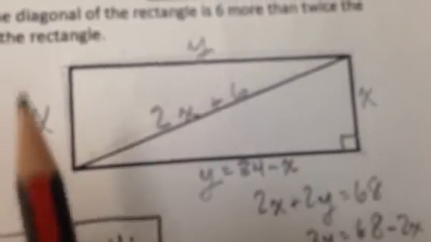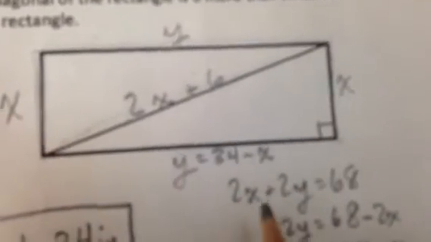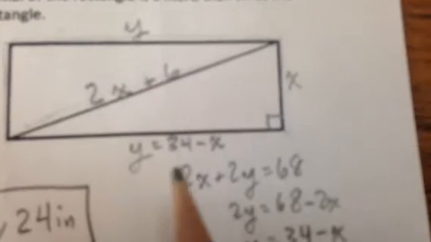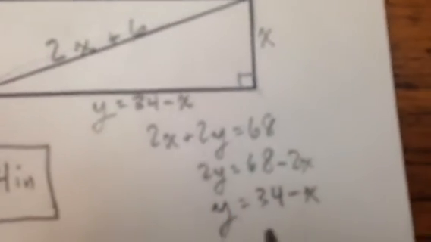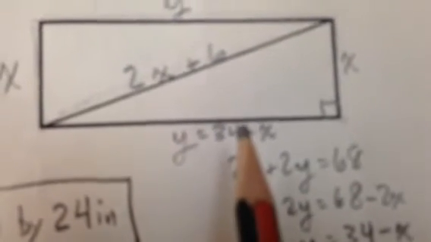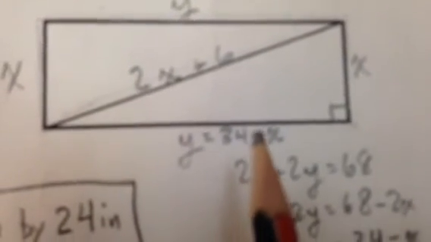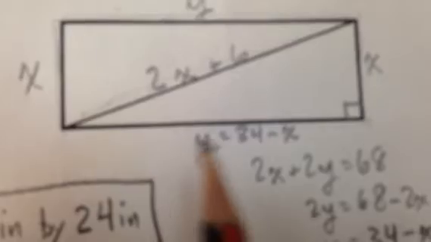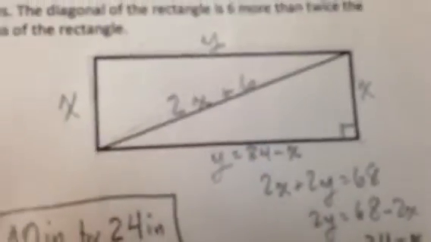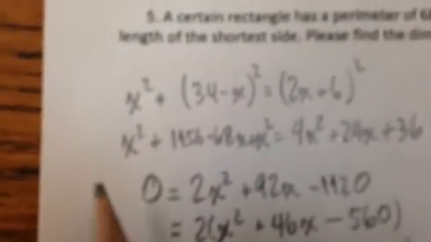And if I know that the perimeter of this thing is 68, I can write a little equation, 2x for those two sides, plus 2y equals 68. When I solve that for y, I get 34 minus x. So that's the length of that side in terms of x. Very important. So now I've got 3 sides of a right triangle, and the Pythagorean Theorem comes riding in to save the day.